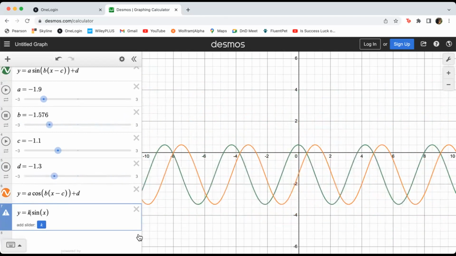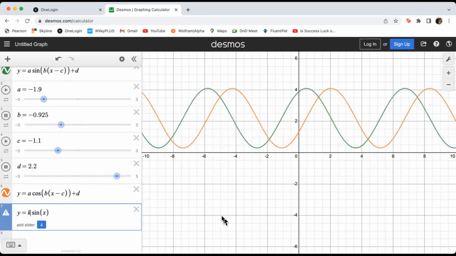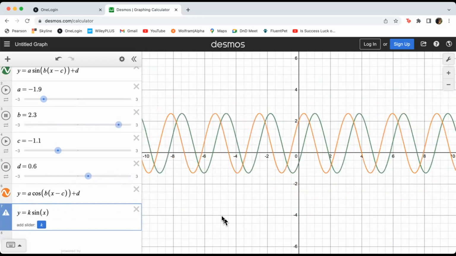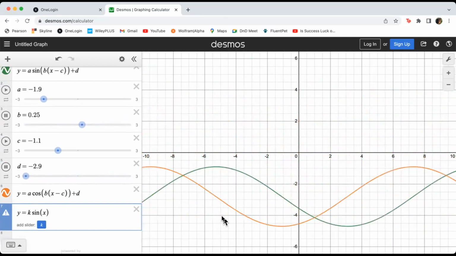Well, you don't want to add a slider for x, because you don't get to use y or x as part of your sliders. Those are the values that you're plugging in.